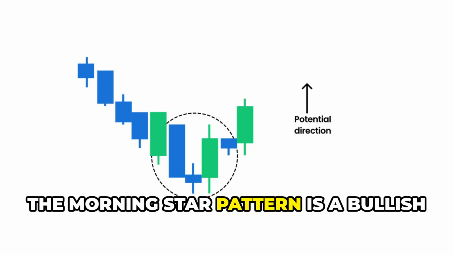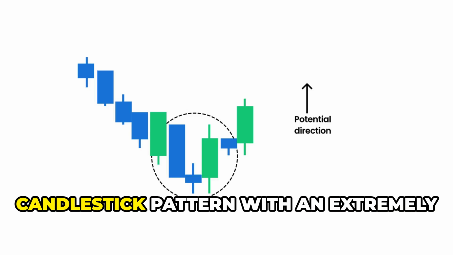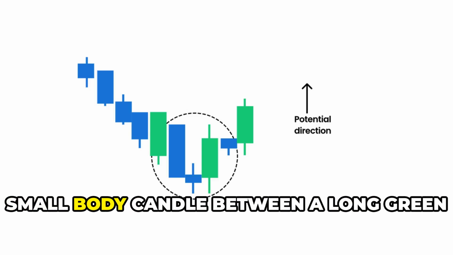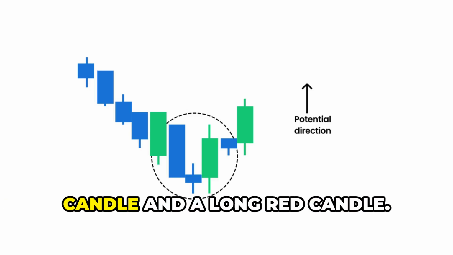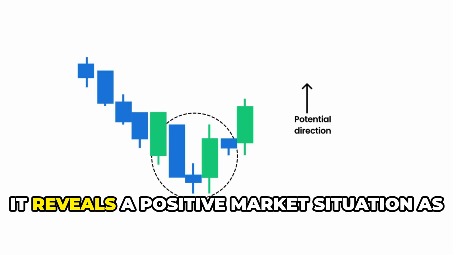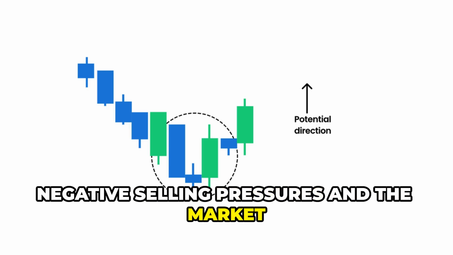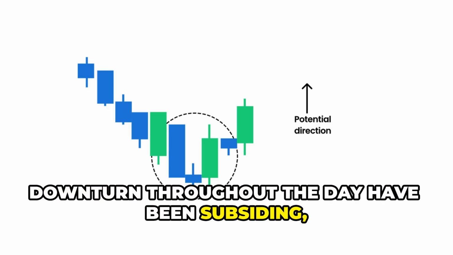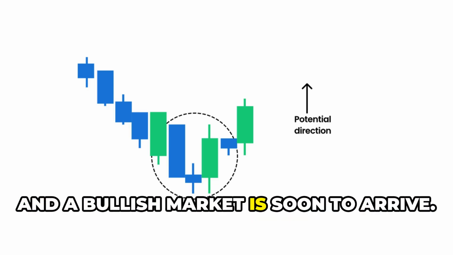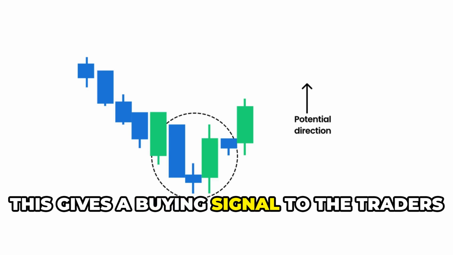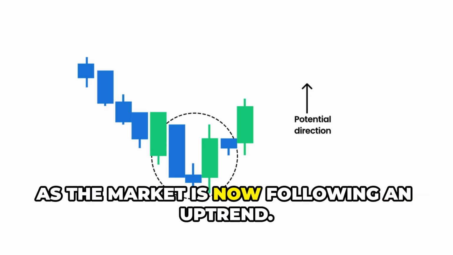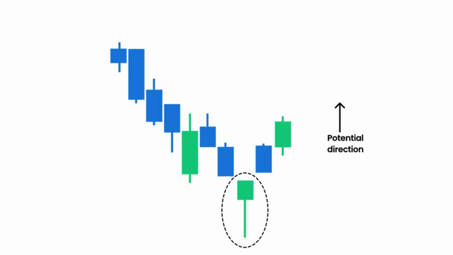The morning star pattern is a bullish candlestick pattern with an extremely small body candle between a long green candle and a long red candle. It reveals a positive market situation as the day ends because it signals that the negative selling pressures and the market downturn throughout the day have been subsiding and a bullish market is soon to arrive. This gives a buying signal to the traders as the market is now following an uptrend.